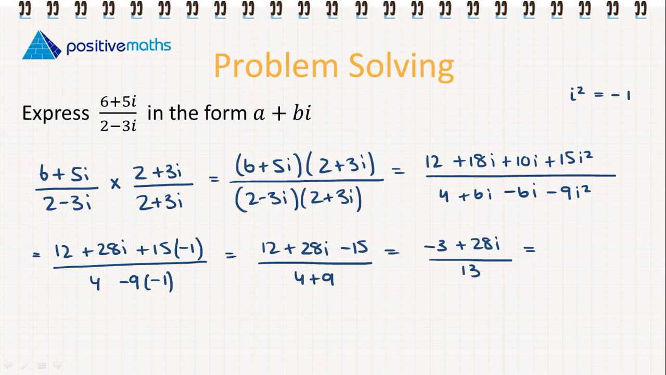So if we are writing it in the form of a plus bi, then we're going to have minus 3 over 13 plus 28 over 13i, where a is equal to minus 3 over 13 and b is equal to 28 over 13.